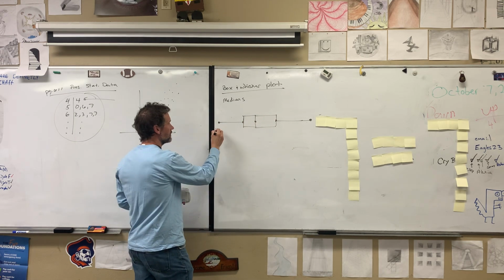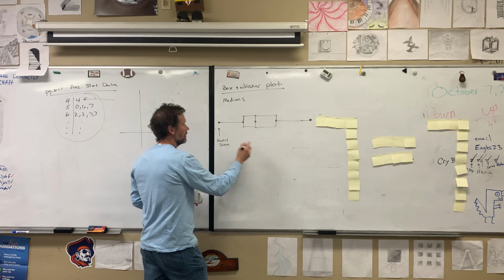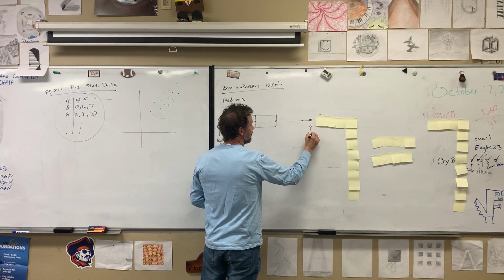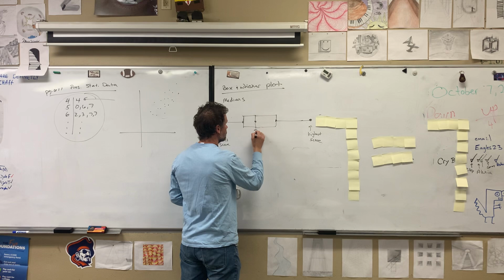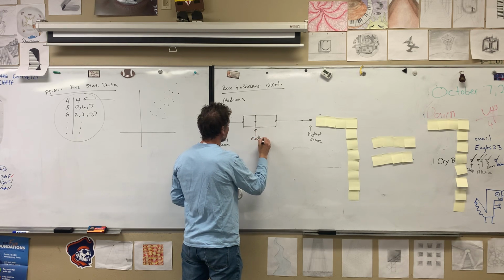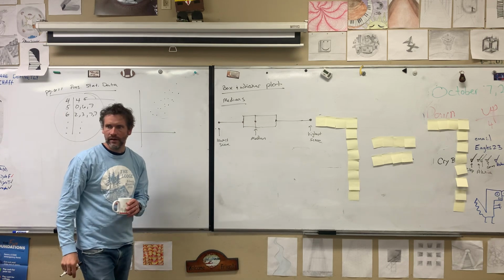This dot is your lowest score. This dot is your highest score. And then this dot here is your median, not the average. It uses medians, not averages. Okay, it's your median.